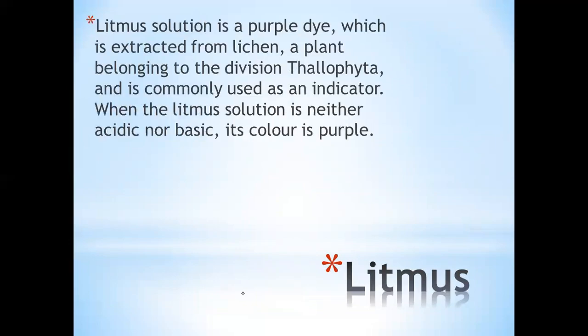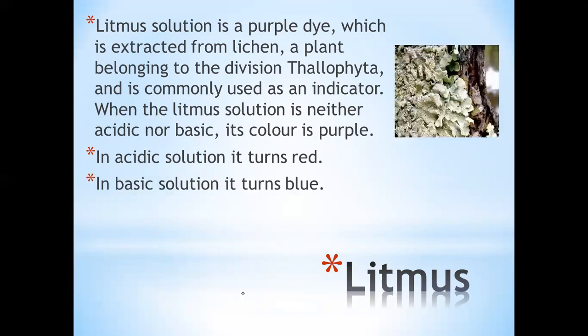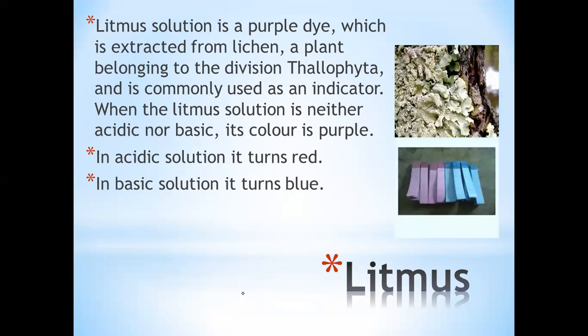Litmus, a natural indicator. It is a purple dye which is extracted from the lichen, a plant belonging to division Thallophyta, and is commonly used as an indicator. When litmus is neither acidic nor basic, its color is purple. In acidic medium, it turns red. In basic medium, it turns blue.